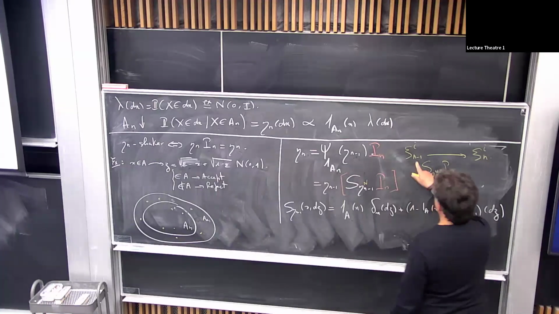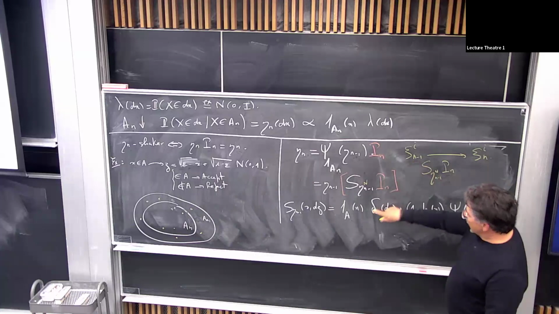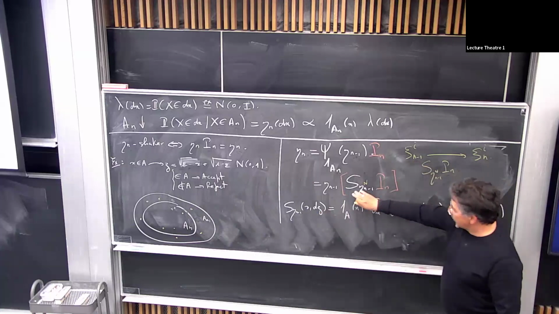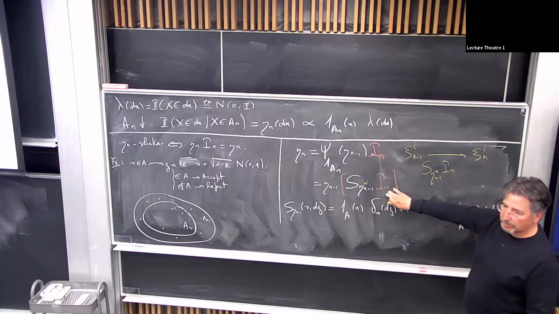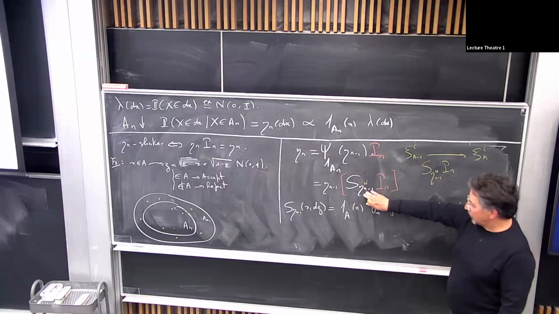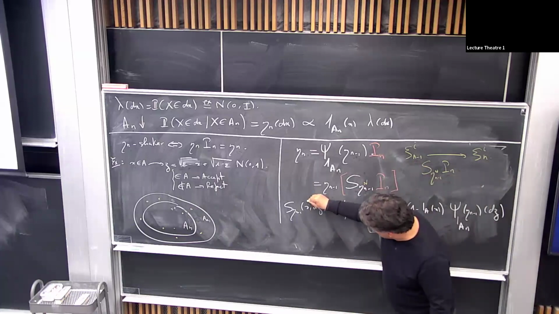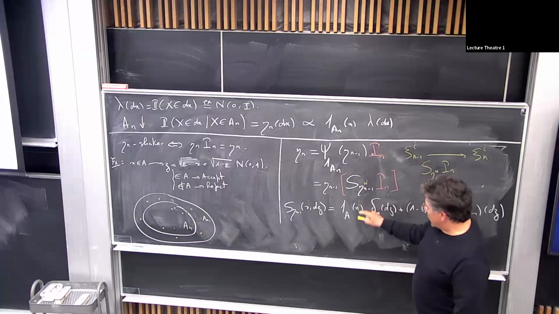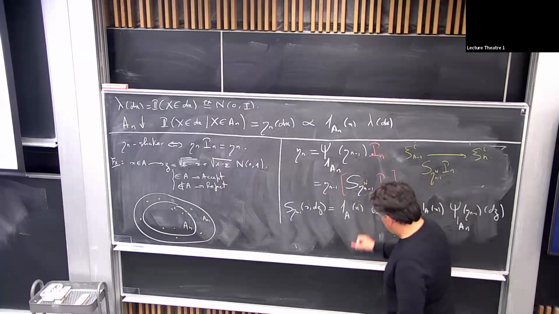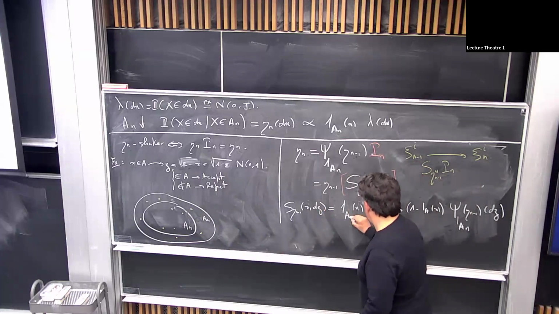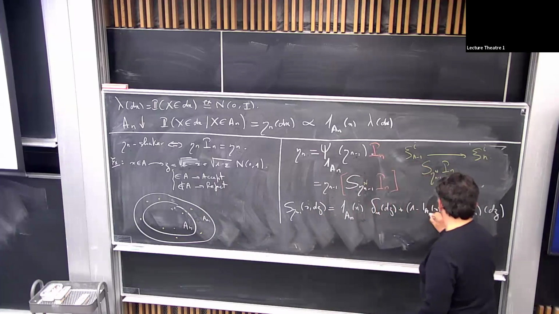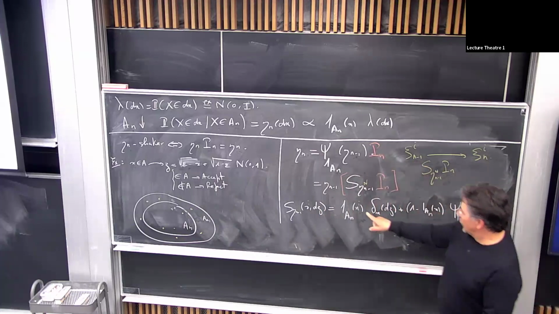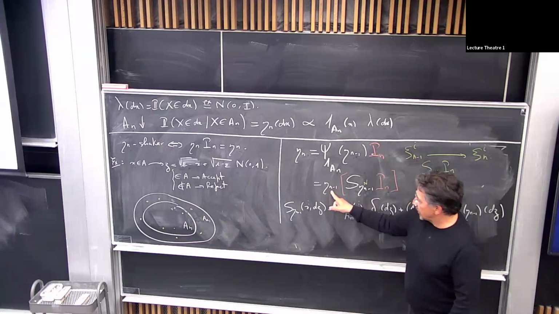So these are these guys. For each of them, I do this transition and then I do the shaker. So let's look at this transition. For each guy, I check if he's in A_n. If the guy you have is in A_{n-1}.